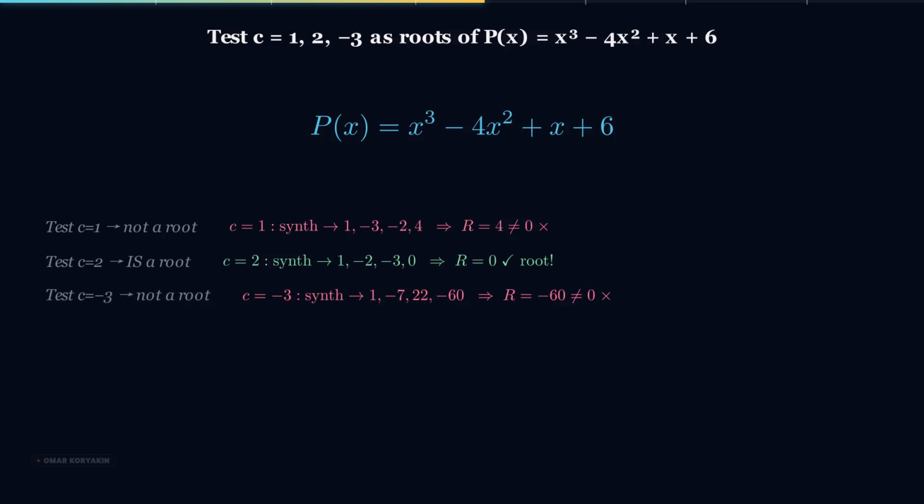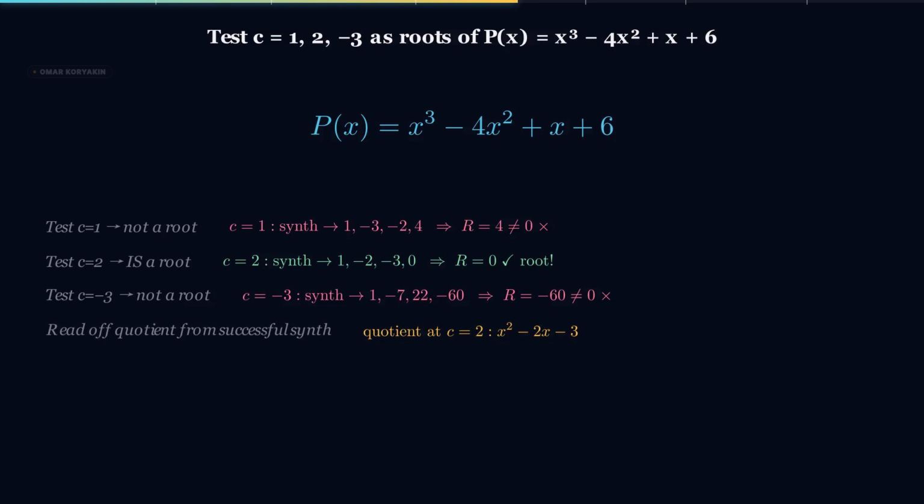Test c equals negative 3. Synthetic divide by x minus negative 3, which is x plus 3, with c equals negative 3. Tableau: bring down 1. Multiply 1 times negative 3 equals negative 3. Add negative 4 plus negative 3 equals negative 7. Multiply negative 7 times negative 3 equals 21. Add 1 plus 21 equals 22. Multiply 22 times negative 3 equals negative 66. Add 6 plus negative 66 equals negative 60. Remainder is negative 60, not 0, so c equals negative 3 is not a root.